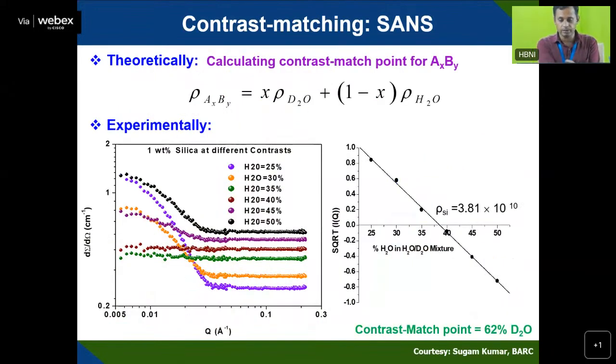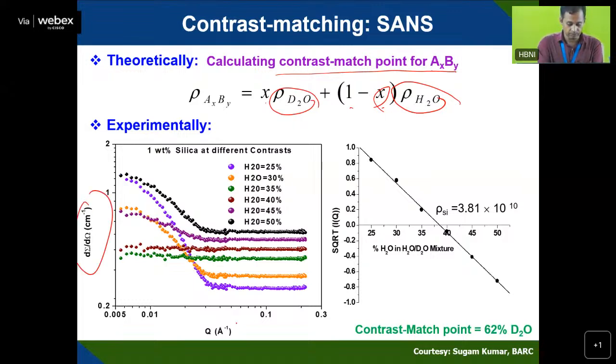So theoretically, if you see, the contrast matching point is calculated as follows. For a pure element, A_x B_y equals x times the scattering length of D2O plus 1 minus x times the scattering length of water. By varying this x and 1 minus x, you can calculate the contrast matching point. Experimentally, you can see here the scattering distribution, intensity versus wave vector Q.